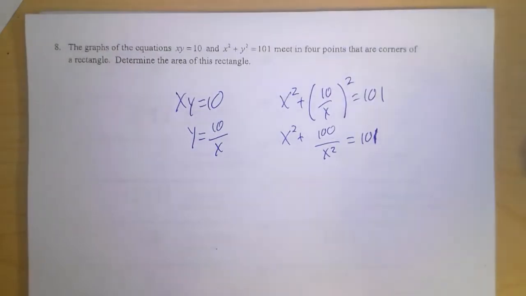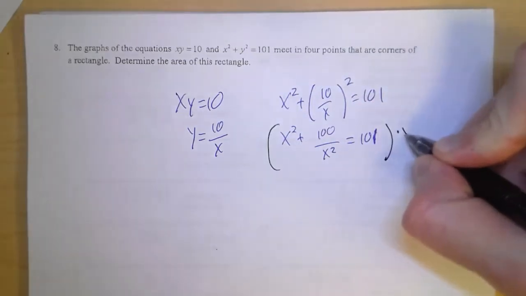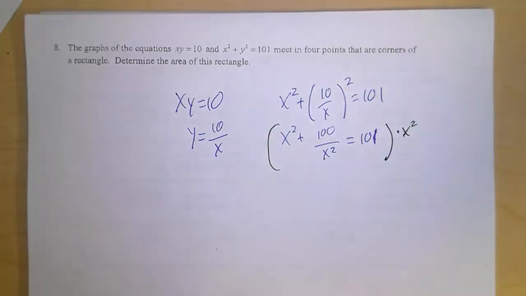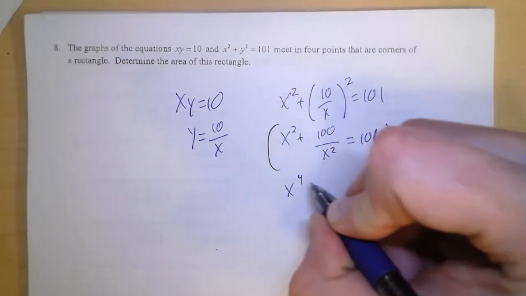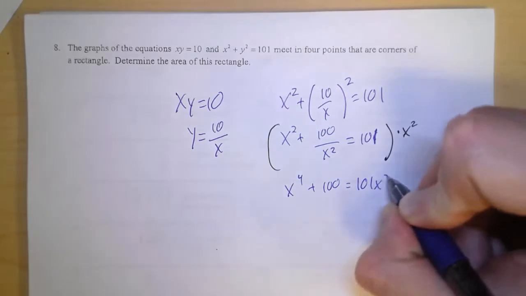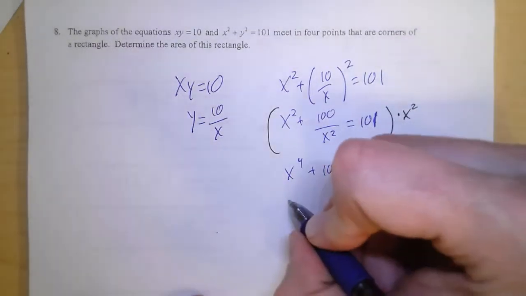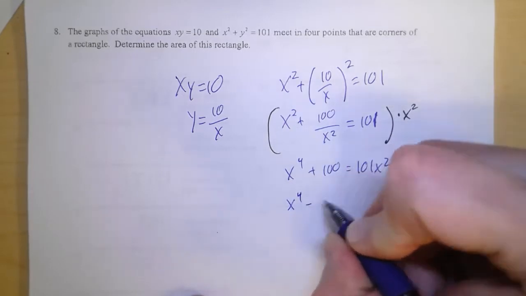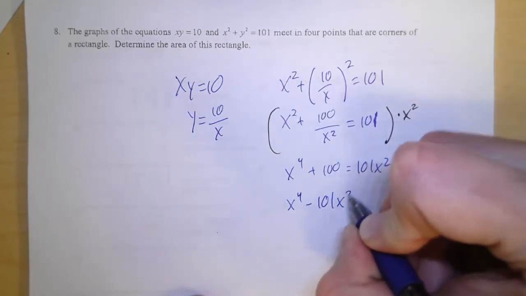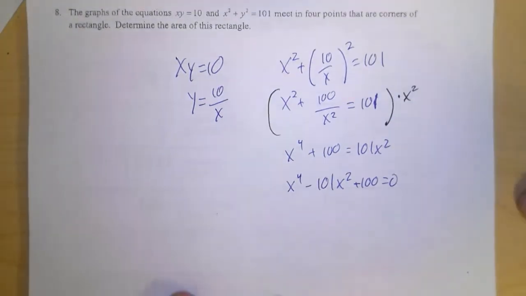Now we have a rational equation here, and we're going to multiply everything by x squared. So this becomes x to the 4th plus 100 equals 101x squared. And so I'm going to subtract the 101x squared to the other side. So x to the 4th minus 101x squared plus 100 equals 0.